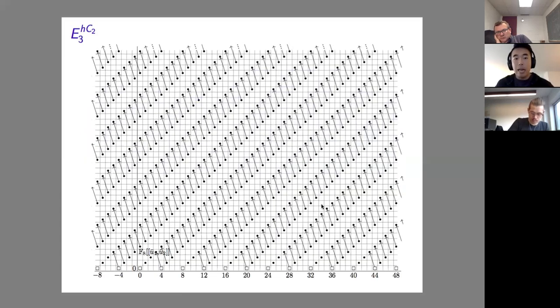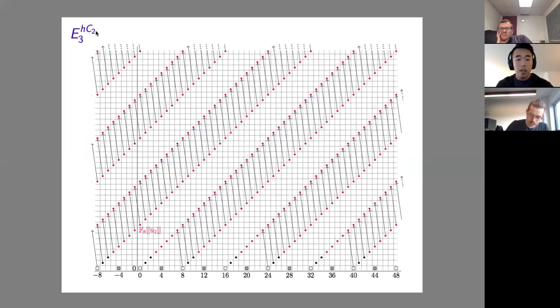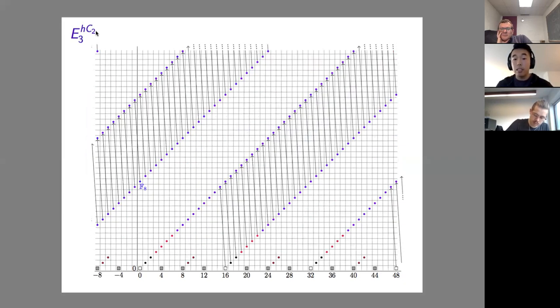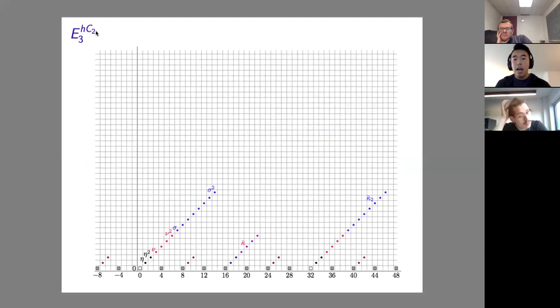This is an example showing you the computation for E3^{hC2}. So this is the homotopy fixed point spectral sequence for E3^{hC2}. The differentials happen in stages. The first differentials are the d3 differentials, then you have the d7 differentials, and then the d15 differentials. Afterwards, the spectral sequence collapses, and you're at the E-infinity page.